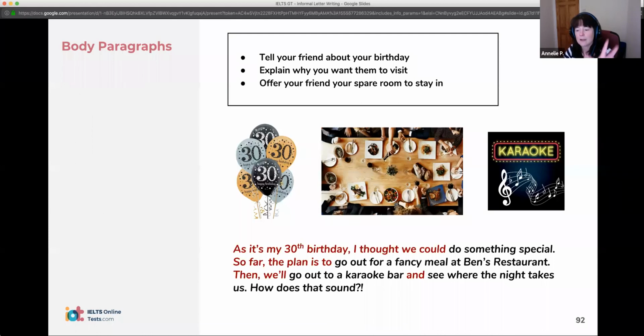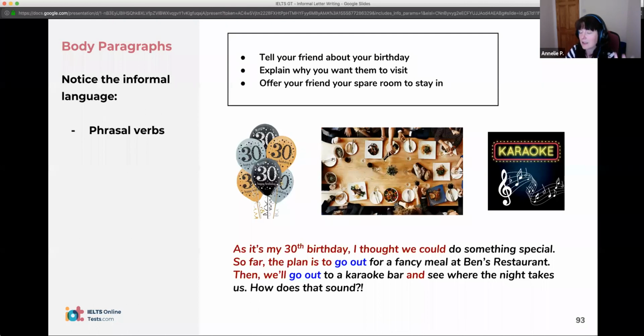Okay. So let's go back and think about how we've made this informal. Okay, what we were looking at before. So we've got some phrasal verbs. We've got go out. What else can you see there that's quite informal? Okay, very good. A fancy meal. So that's a very colloquial expression. We're going out for a fancy meal. The last sentence is very informal. See where the night takes us. So that's an idiom that we're using. Do something special as well.